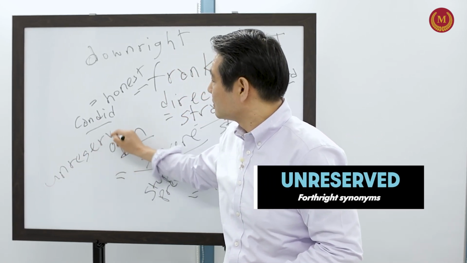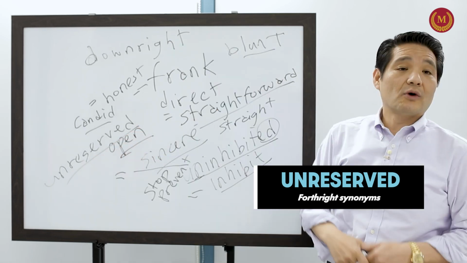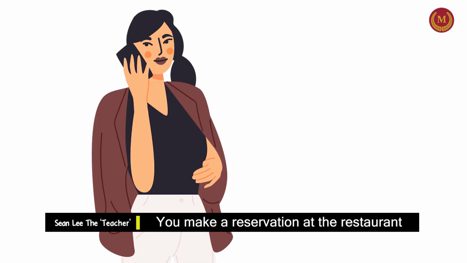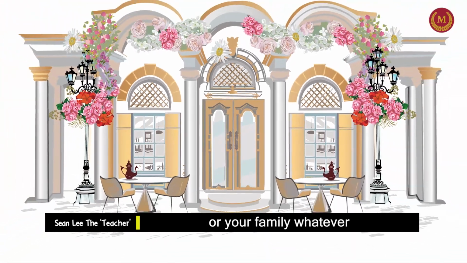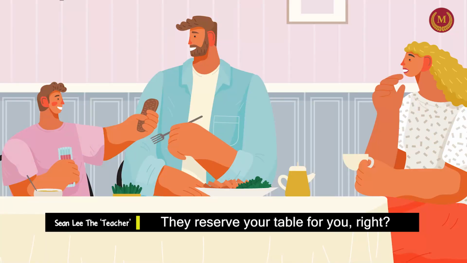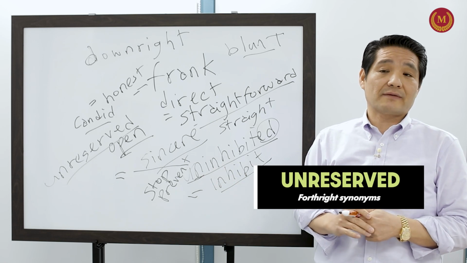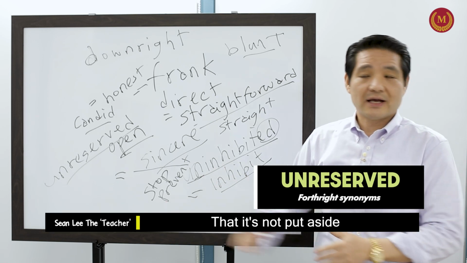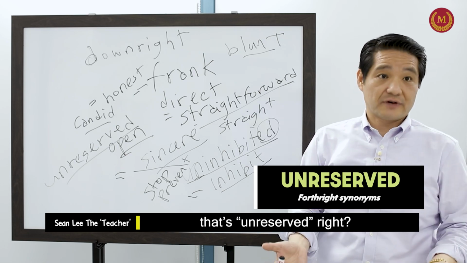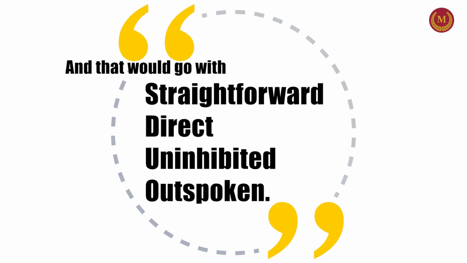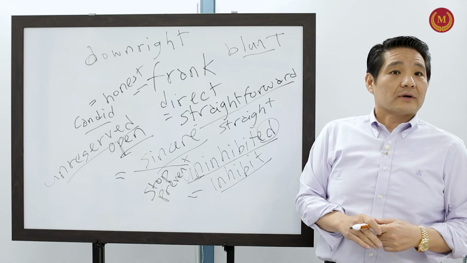So uninhibited, next one that follows is unreserved. Unreserved. What is reserved? You make a reservation at the restaurant. The restaurant you want to go to, or you take your friends to, or your family, whatever. They reserve your table for you, right? Unreserved means what? That it's not put aside. So you're not saving anything. You're letting it all out. That's unreserved, right? And they will go with straightforward, direct, uninhibited, and outspoken.